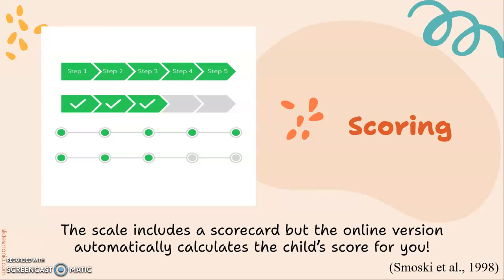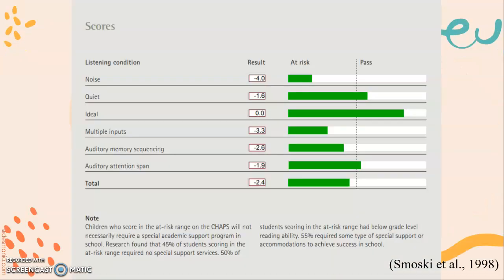The CHAPS includes a scoring system, but I suggest not using a physical version as the online one automatically calculates the child's score for you. This is an example of the online version. I just completed the scale and then this was automatically generated.